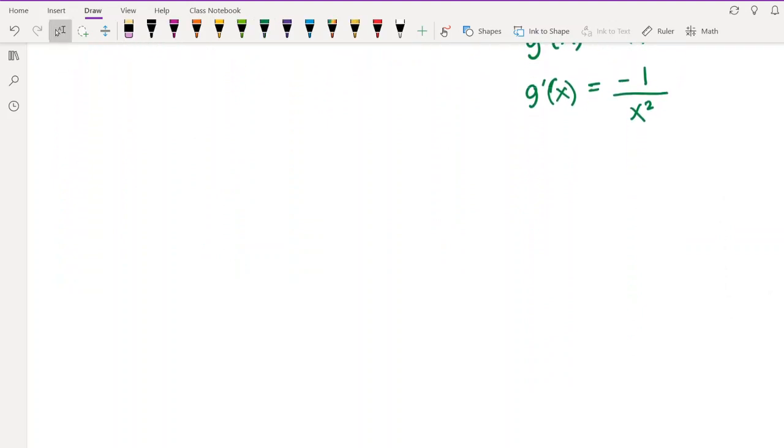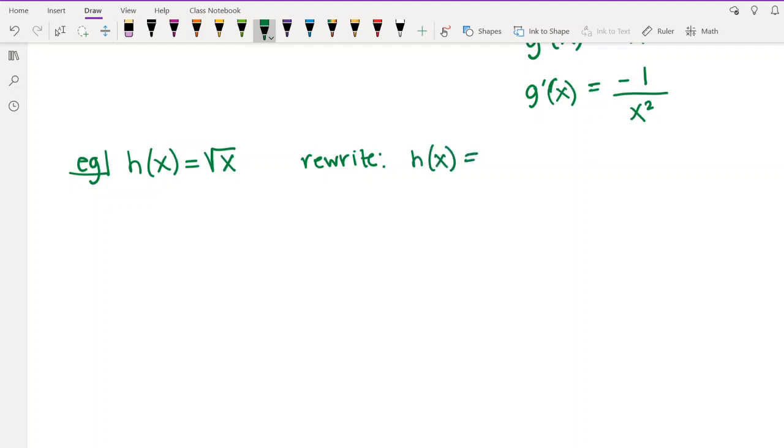So let's see one more kind of surprise way we can use this. Let's say we have the function h of x is equal to square root of x. Again, this at first glance might not seem like a power rule problem, but it is, because we can rewrite this as x to a power. So how do you rewrite square root of x as x to a power? As we saw on the previous page, anytime you have a root, you can rewrite it as a fractional power. So in this case, it would be 1/2.